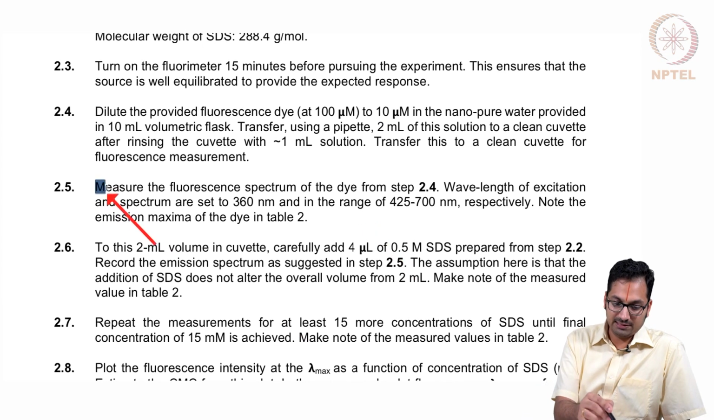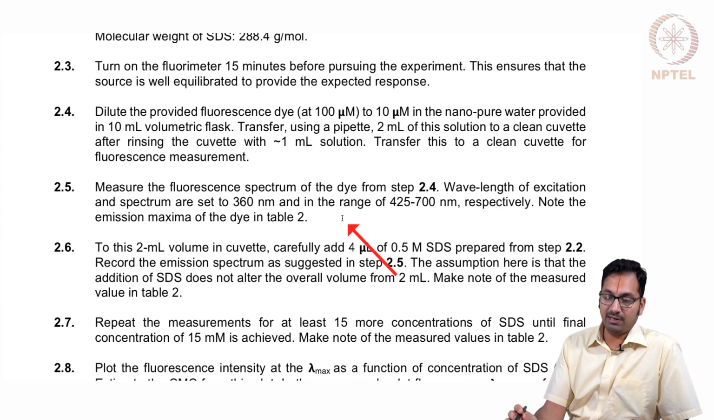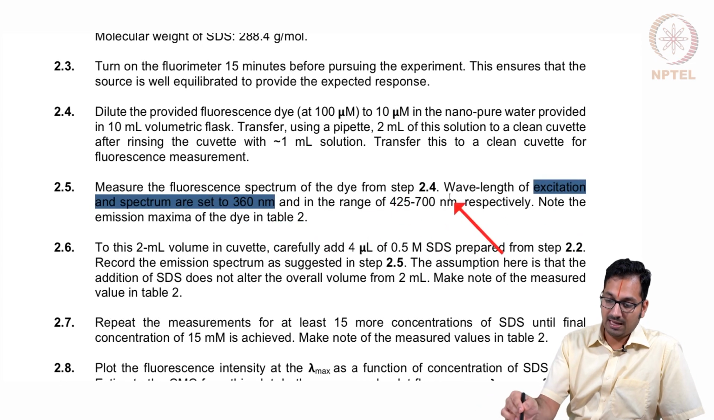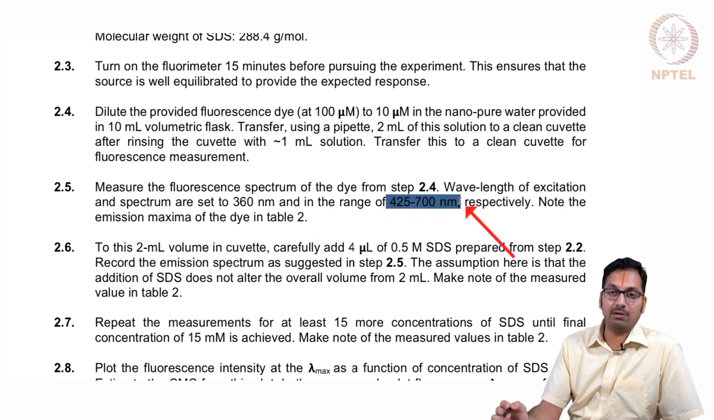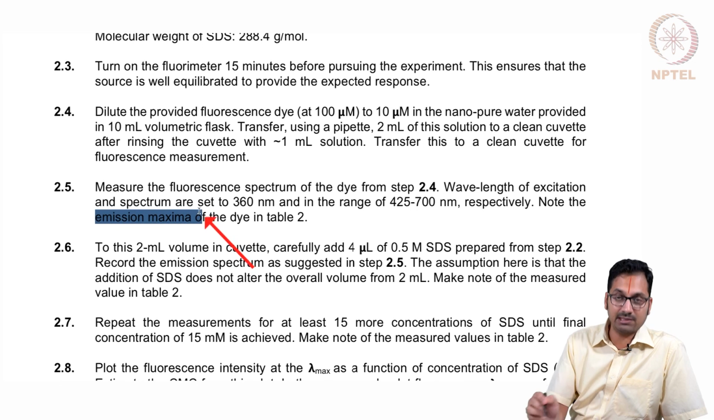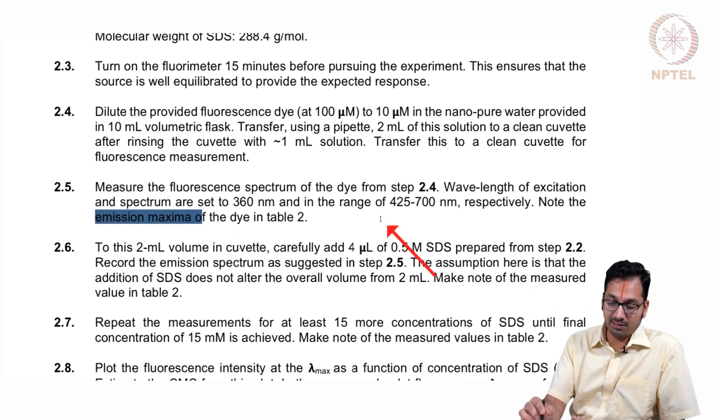So if you are able to realize, the 2.5 is what we have done, such that you set the excitation wavelength to 360 nanometers and get the emission spectrum between 425 and 700 nanometers, and you would want to make a note of the emission maxima, which is saved in the data file that you ended up saving.